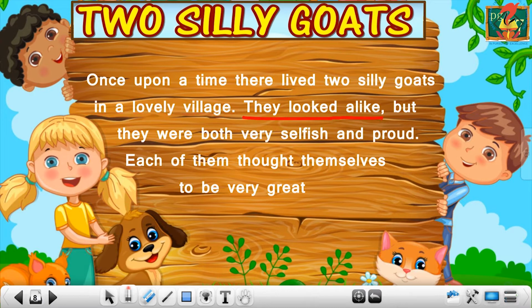They looked alike, but they were both very selfish and proud. Each of them thought themselves to be very great. Each of them thought themselves to be very great.